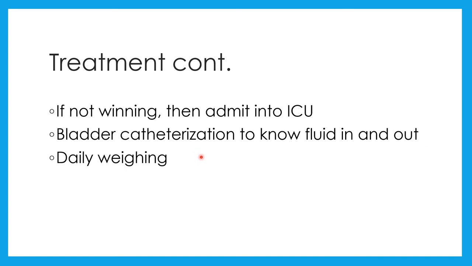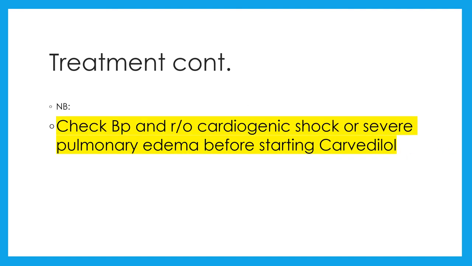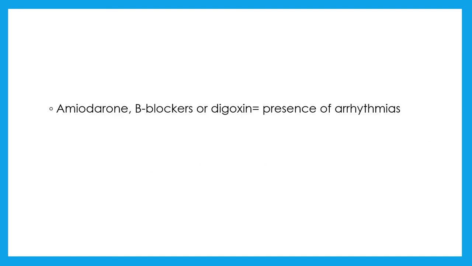If we're not winning, then we will admit into the intensive care unit. There should be bladder catheterization to know fluid in and out, and then be able to weigh daily. We have to check blood pressure and rule out cardiogenic shock, and we must be careful and rule out severe pulmonary edema before we can start using carvedilol. Amiodarone, beta blockers, or digoxin will be helpful in the face of arrhythmia.